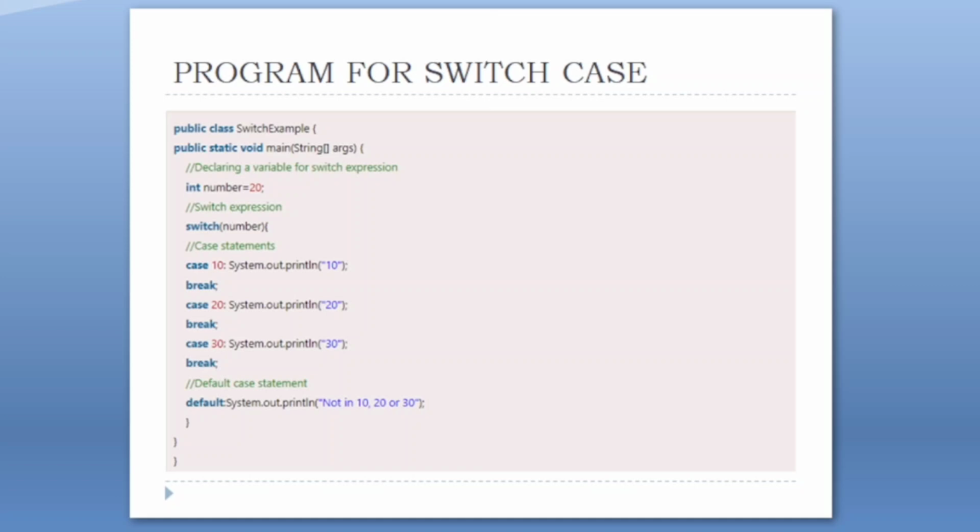Here is a simple program for a better understanding of what a switch case is. In this program, there is an integer variable called number with the value 20. As the value 20 is given into the switch, it checks the first case which has the value 10. As it is not equal to 20, it moves to the next case which has the value 20 and prints out 20. If I were to enter the value 50, as it doesn't exist in any of the cases, it's going to print the default statement, which is not in 10, 20 or 30.